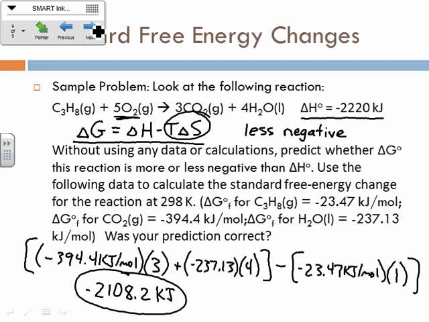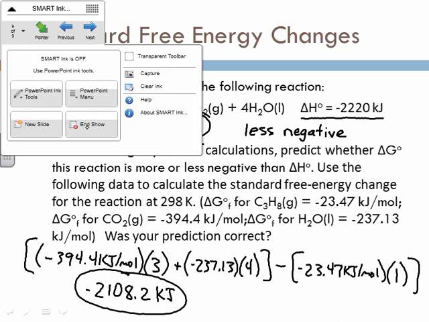Is that actually less negative than the delta H? It is, okay? So that's that. All right, hopefully that makes sense. We'll talk a little bit more about Gibbs free energy in the next couple of days.